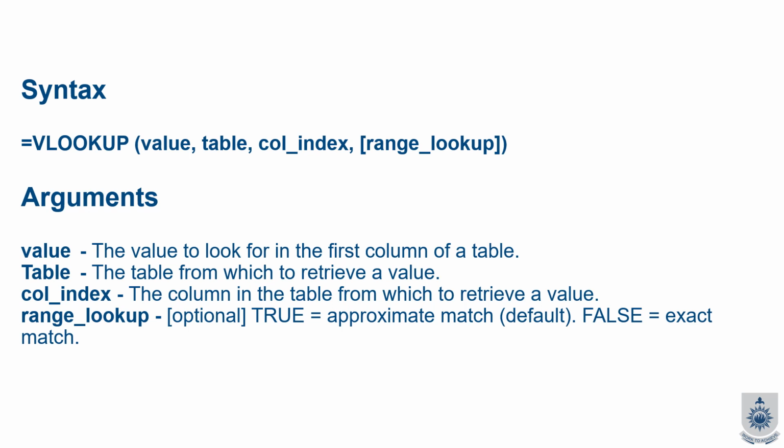I'll show you an example. And then the range lookup, it's optional. If you don't supply the range lookup, it will by default use true. It means an approximate match. False needs to find exactly the value that you are looking for.